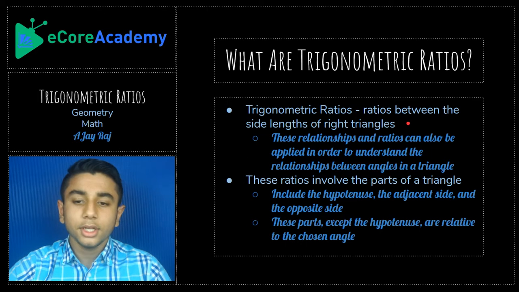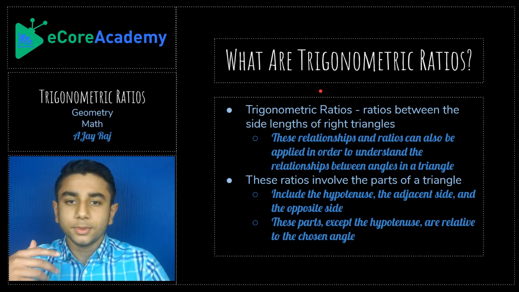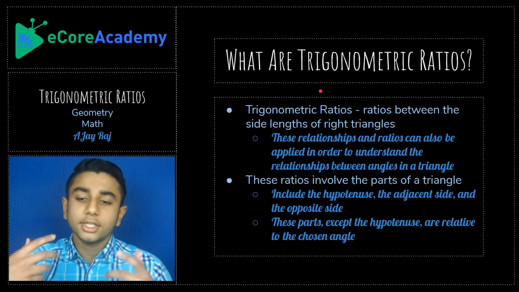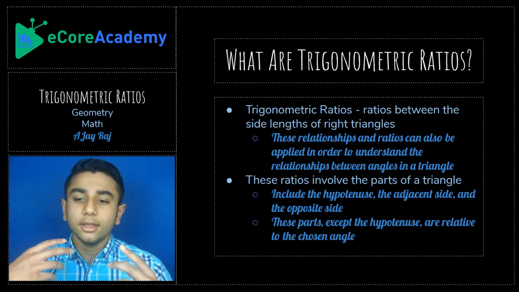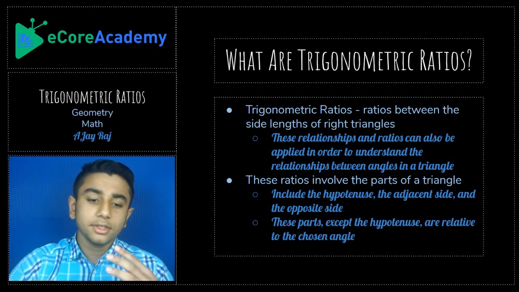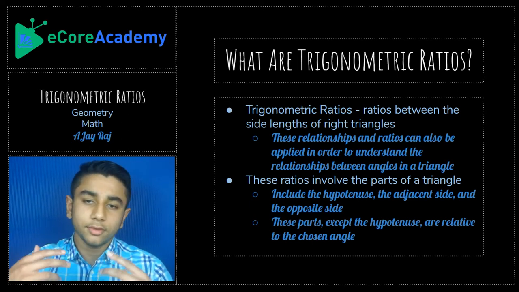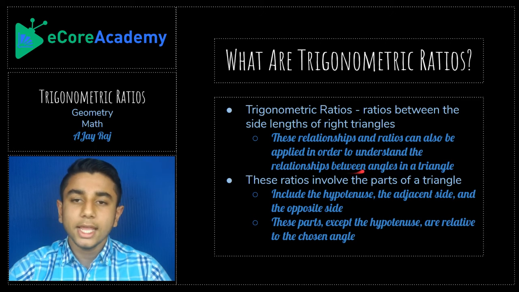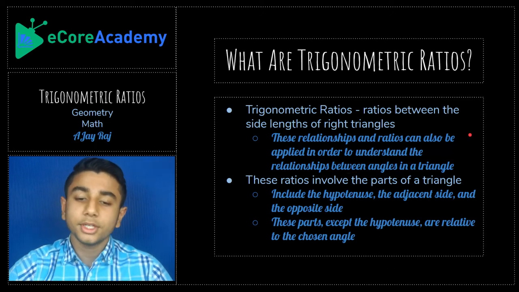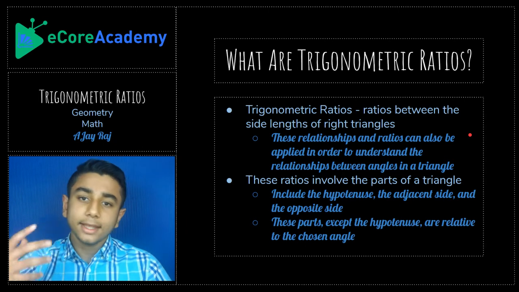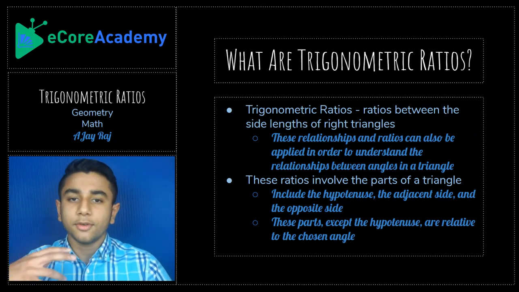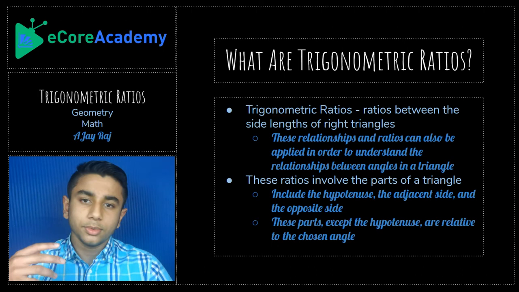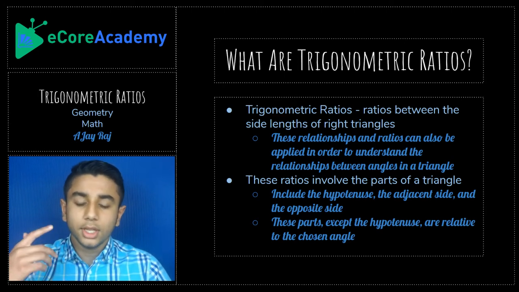Trigonometry often involves different relationships and ratios between different parts of a triangle. In this case, it's specifically a right triangle and the ratios between the side lengths. But that doesn't mean that it can't affect any other parts of the actual right triangle. These relationships and ratios can also be applied in order to understand the relationships between angles in a triangle. That's also very important, because once you discover these ratios between side lengths in a triangle, you can also determine different measures and relationships between similarity of angles in triangles.